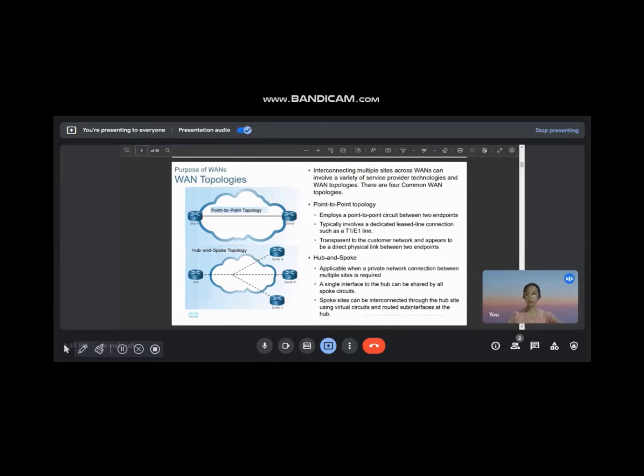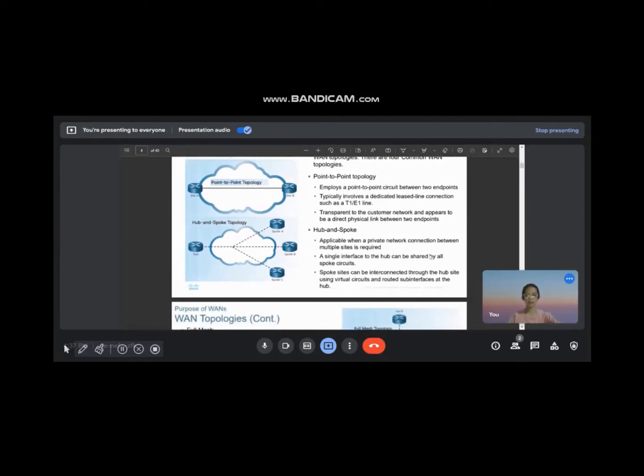Point-to-point topology is a way of connecting two nodes, such as a computer, laptop, mobile device, router, hub, or switch, through a common medium. The medium can be wired cable or wireless satellite. It employs a point-to-point circuit between two endpoints. It typically involves a dedicated leased line connection such as a T1 or E1 line, transparent to the customer network, and appears to be a direct physical link between two endpoints.